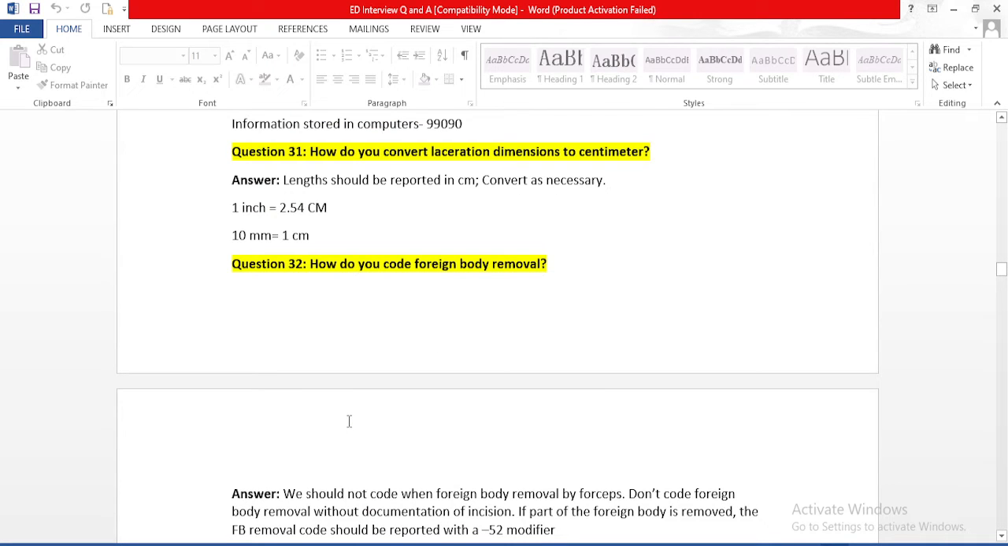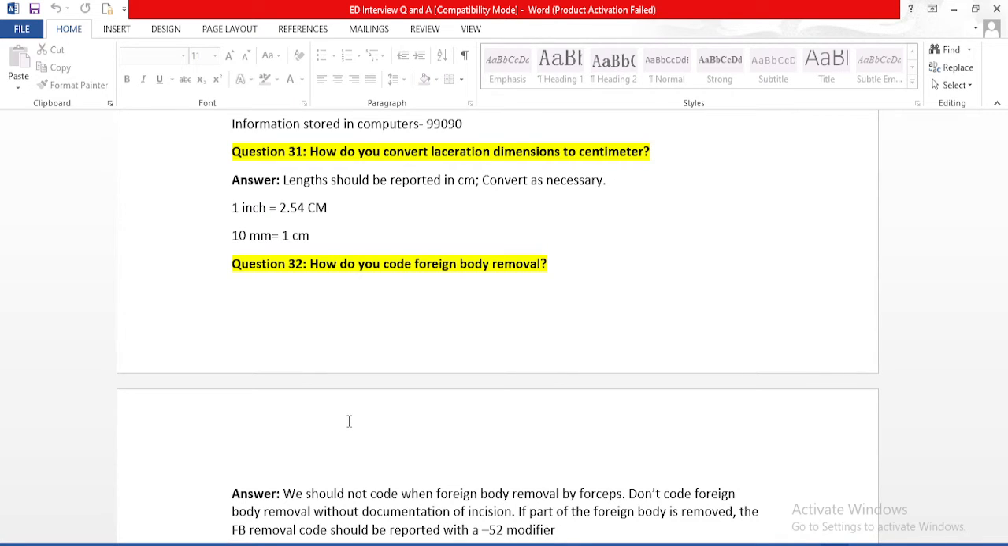Next question, how do you convert laceration dimensions to centimeters? Based on guidelines in CPT books, lacerations are defined in centimeters. So what do you do if the physician mentions inches? For example, if the physician mentions a 1 inch laceration, how do we code? We need to consider it as 2.54 centimeters. If the physician mentions 10 millimeters, we need to consider it as 1 cm.